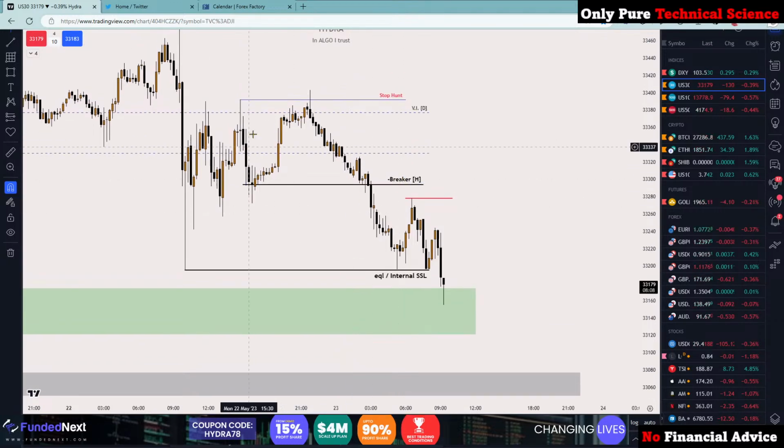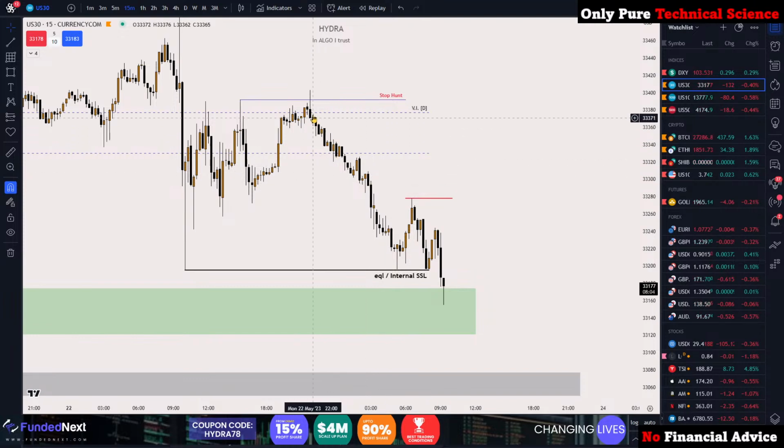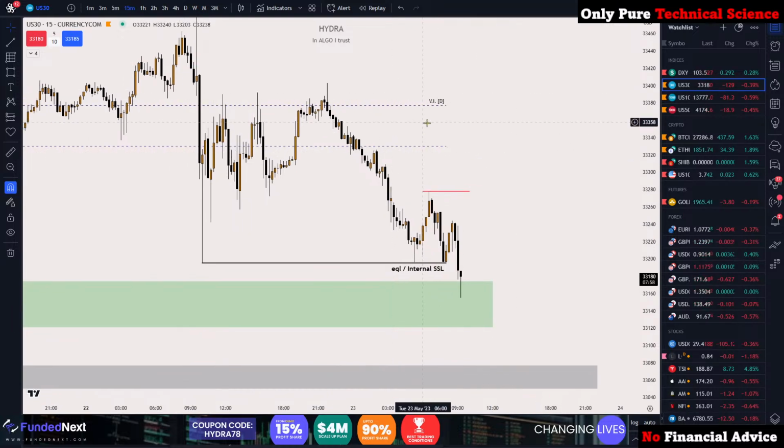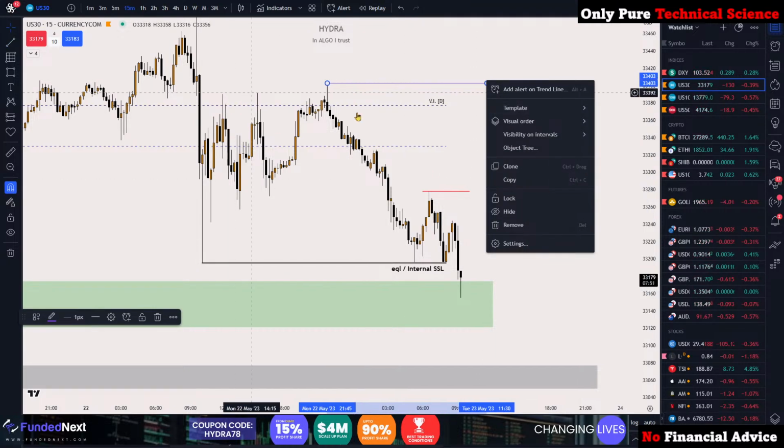So this breaker block that I outlined from the hourly chart, I will not consider it anymore, as we have relative equal highs above it. We do have a volume imbalance here, so I'm expecting to see a run into this volume imbalance again. That's our buy side liquidity here. That's the internal buy side liquidity.